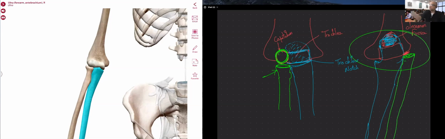All right, so you can only flex to one side, but you can't flex your elbow to the other side. You can't flip to the other side, exactly.